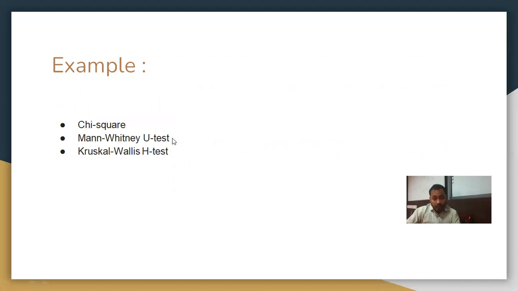I have just mentioned that Mann-Whitney U test is the counterpart of the parametric t-test, right? Kruskal-Wallis H test. Now, as I have said, I'm going to pick up one of them. So here I'm picking up which one? This one. Okay, chi-square test.